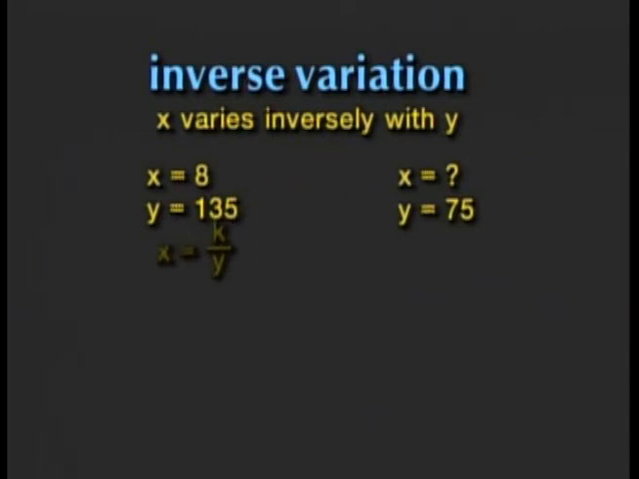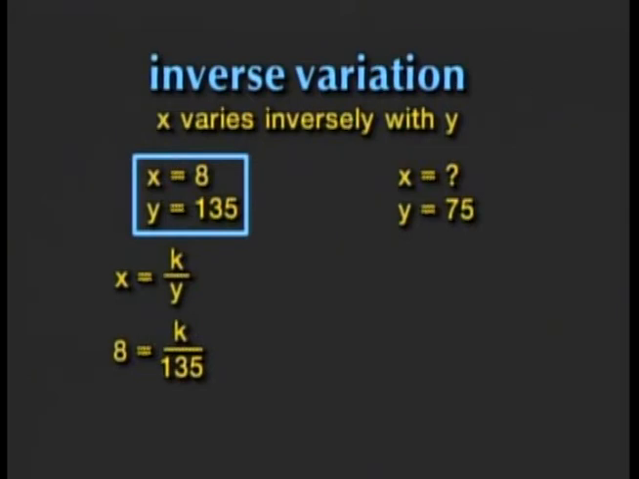The general formula is X equals K over Y. To find the value of K, we'll work with what we know. Substitute 8 for X and 135 for Y. Solve the equation for K. Multiply both sides of the equation by 135. K is 1080.